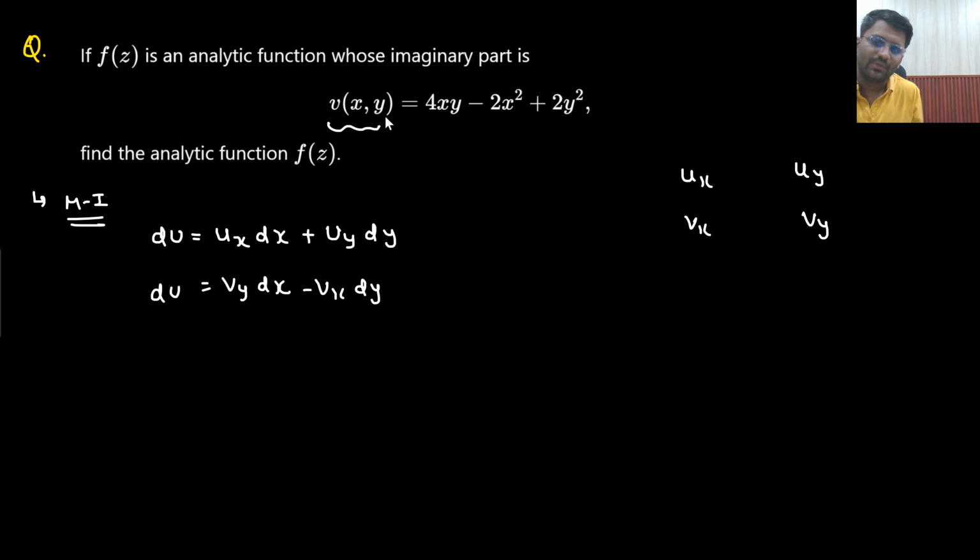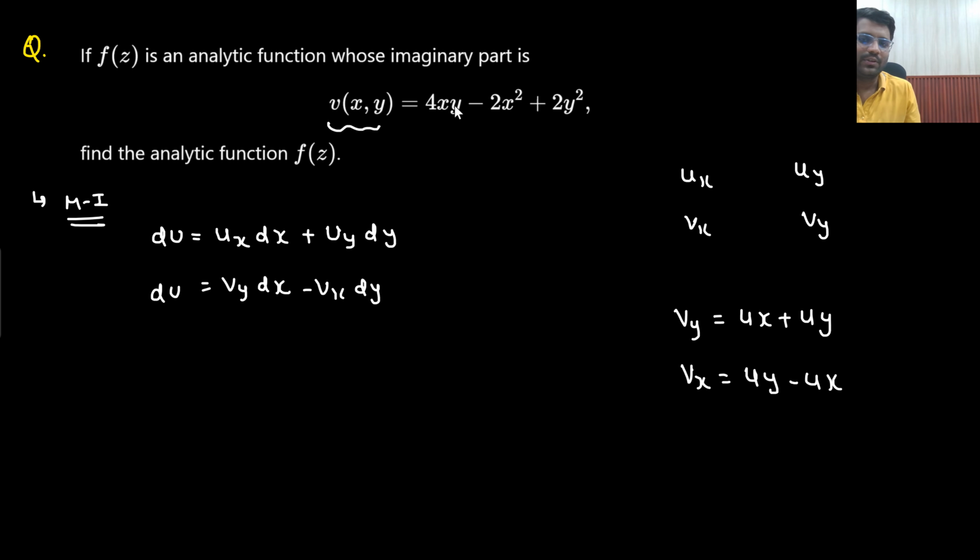So this will be my du. What is the value of vy? Partial differentiation of v with respect to y. So that would be 4x plus 4y. Partial differentiation of v with respect to x, that would be 4y minus 4x.